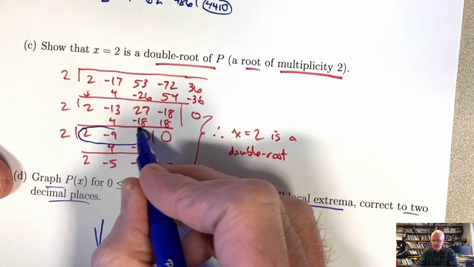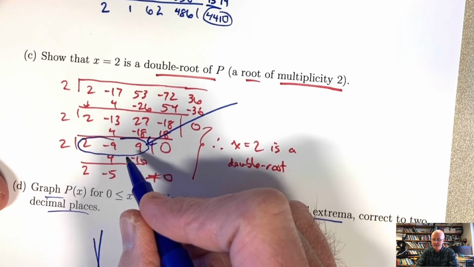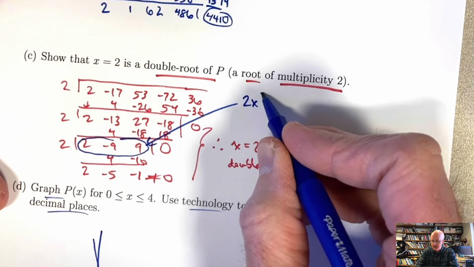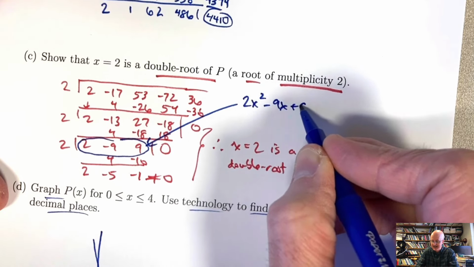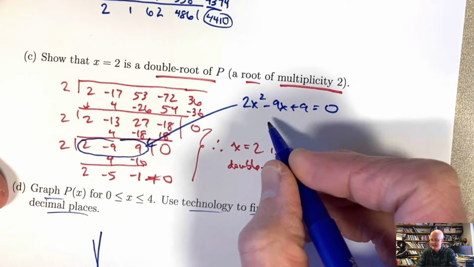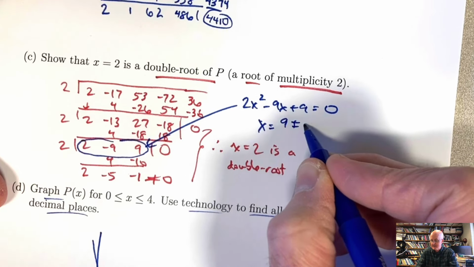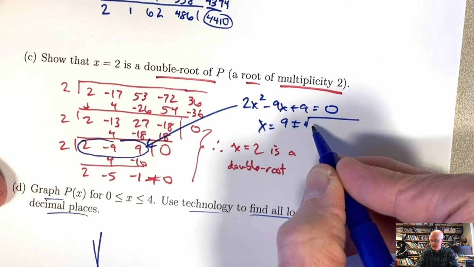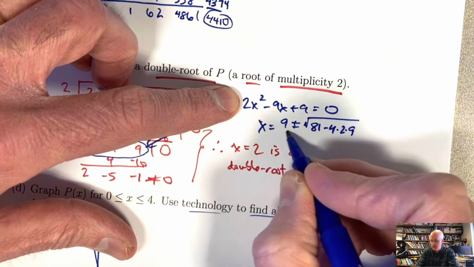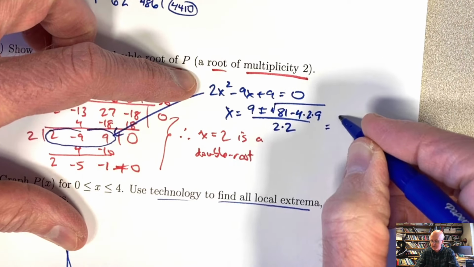There is the quadratic that we get, the coefficients of it, when we divide p of x by x minus 2 quantity squared. 2x squared minus 9x plus 9 equals 0. What are the real roots of these? Let's see with the quadratic formula. We'll get a 9 plus or minus square root. Negative 9 squared is 81 minus 4 times 2 times 9 all over 2 times 2. Just using the quadratic formula.